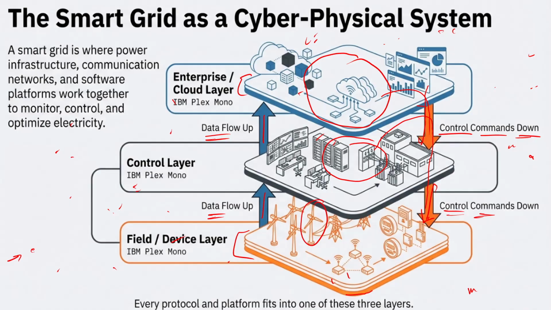For example, let's say you want to increase the production, or you want to carry out a certain degree of maintenance on specific devices. Based on the data we have collected, the data will go here and be processed, and the control command will be given from this to this. So this is how the smart grid works.